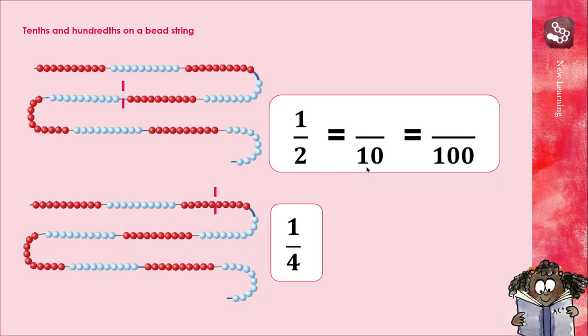So whatever I've done to the bottom, the denominator, I must do to the top, the numerator. You can see you've multiplied this by 5, so you also need to multiply this by 5. Use that same logic, please, to try and identify how many hundredths 1/2 is equal to.